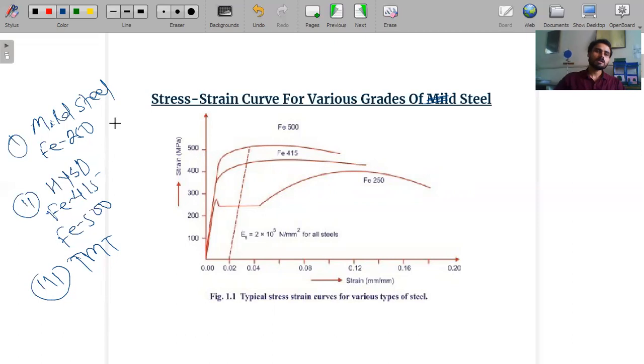So what do those particular numbers mean? Fe 250 means 250 megapascal yield strength. So mild steel has 250 megapascal yield strength. That is the material property, a fixed value that will not depend on the magnitude of load or the shape and size of the material. Fe 415 means 415 megapascal yield strength. Fe 500 means 500 megapascal yield strength. These are the various grades of steel: mild steel, Fe 415 and Fe 500.